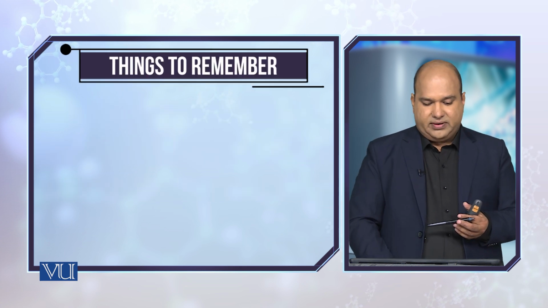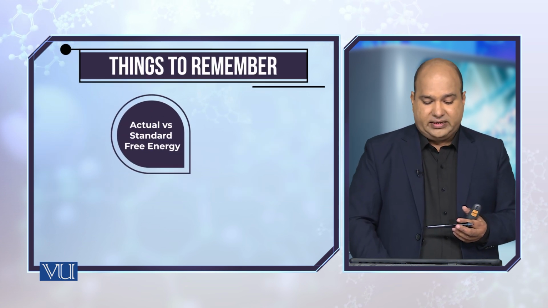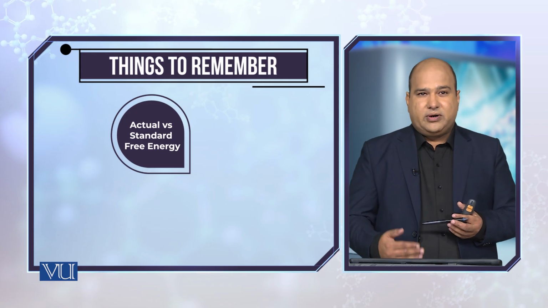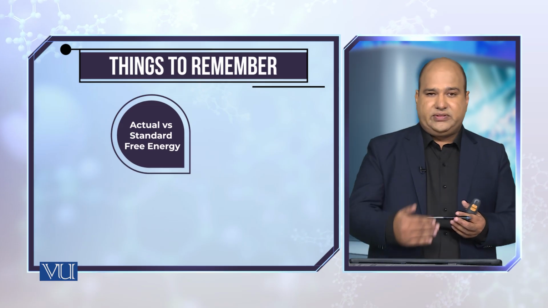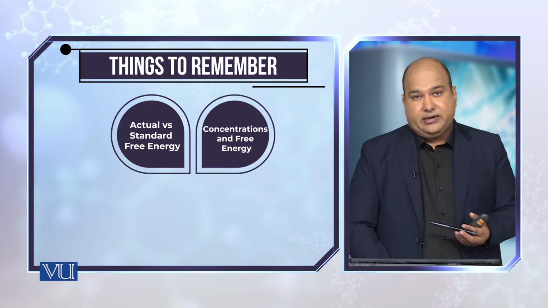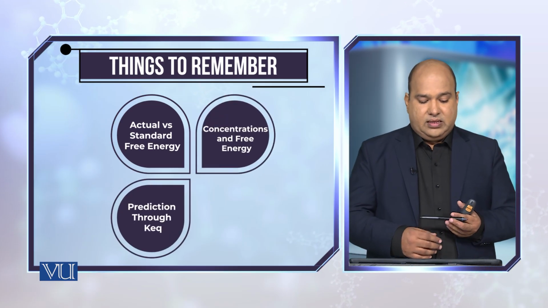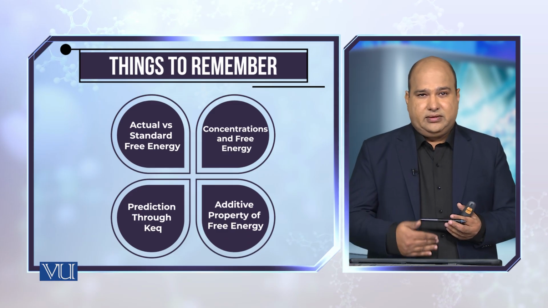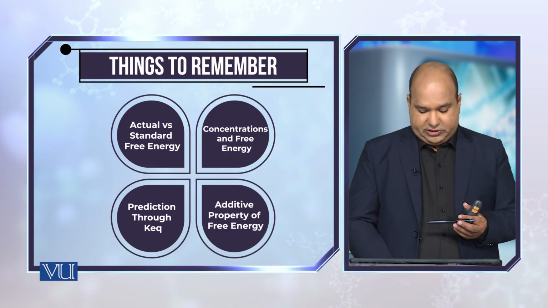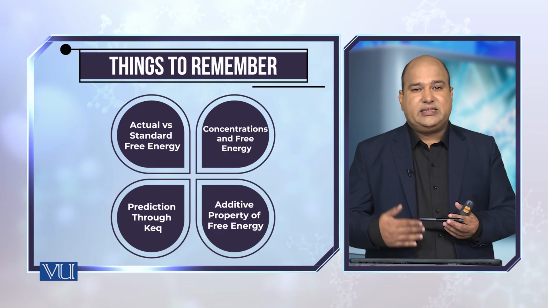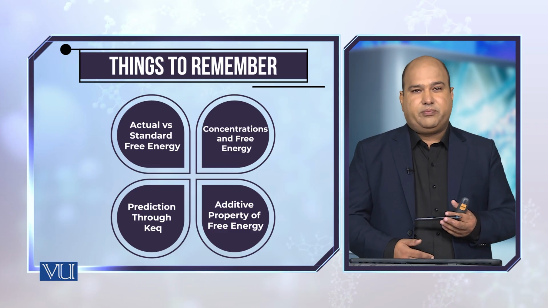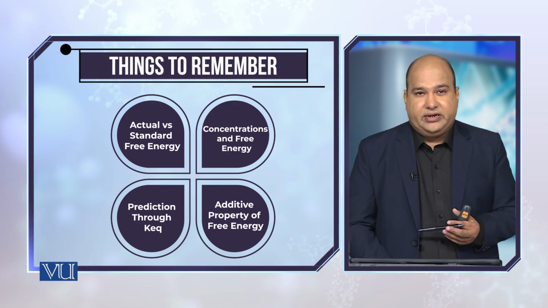So, things to remember: you should know what is meant by actual and standard free energy. You should know about the concentrations of the reactant and product, how they are important, and how they are related to the standard free energies and the equilibrium constant also. How we can use the equilibrium constant for the prediction of a reaction, and what are the benefits of the additive property of standard free energy.